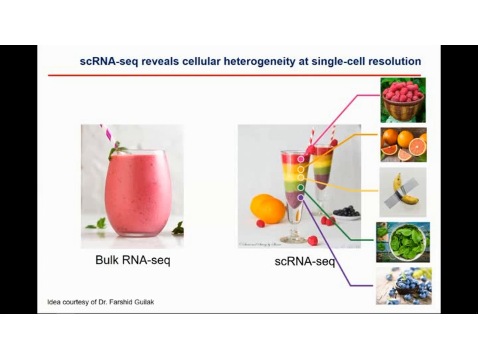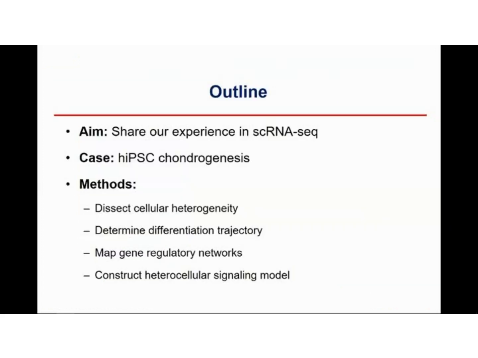So for the outline today, the overall aim is to share our experience in single-cell RNA sequencing, and we're going to use a case study of hiPSC chondrogenesis. The methods we're going to cover today are to dissect cellular heterogeneity and determine differentiation trajectory, map gene regulatory networks, and construct cellular signaling models.